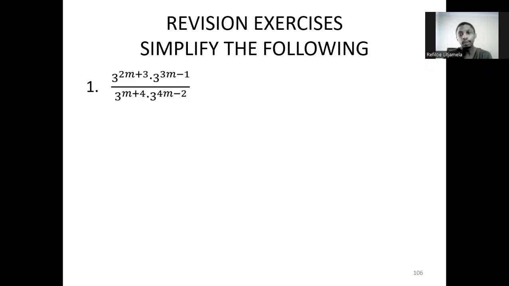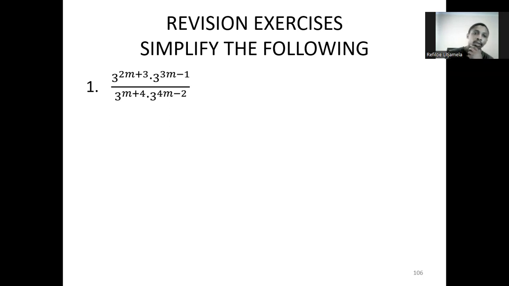This is the one that I said we're going to do today. Now, to simplify this, please note that you have to apply all the exponential laws you have learned. When you have fractions, I would advise you that you need to deal with the numerator separately and the denominator separately. Now you'll start with multiplication. I will start with multiplication.